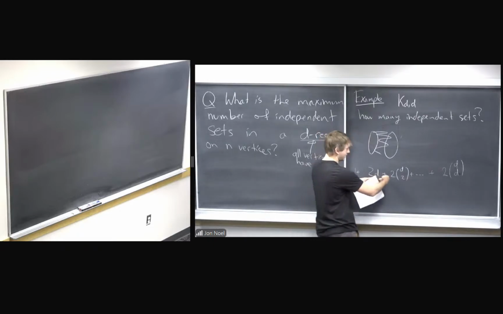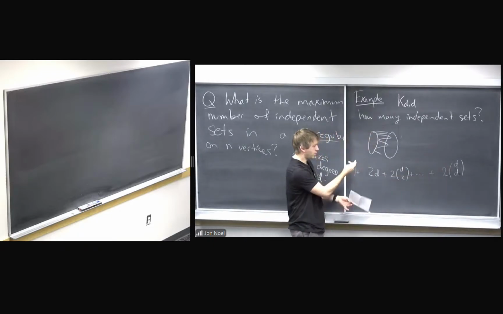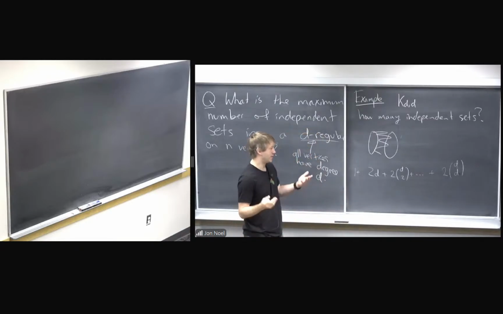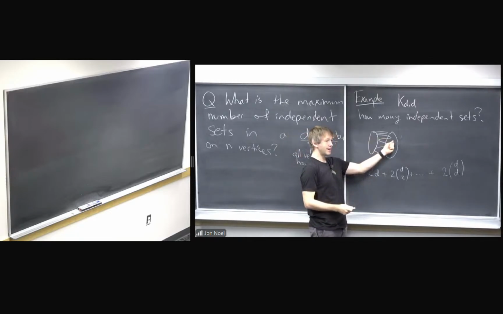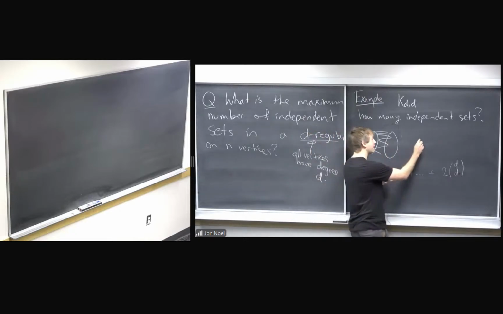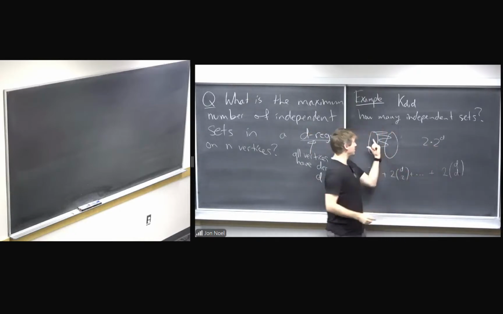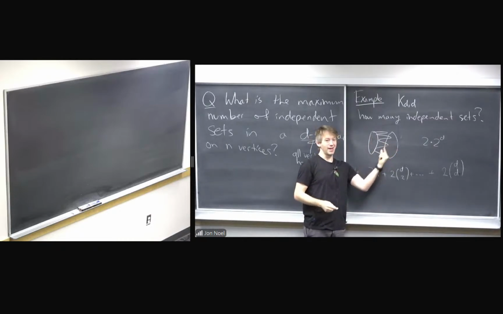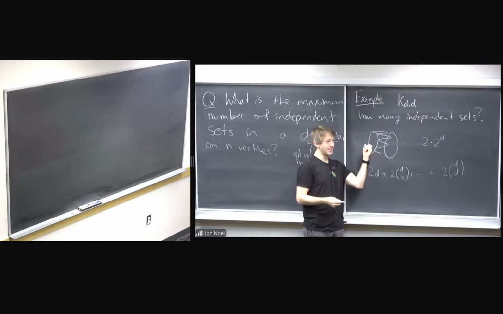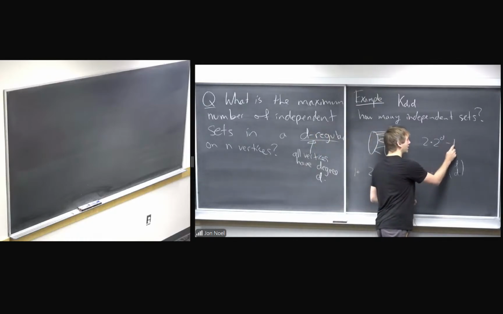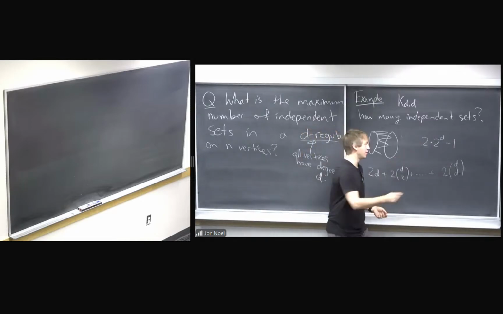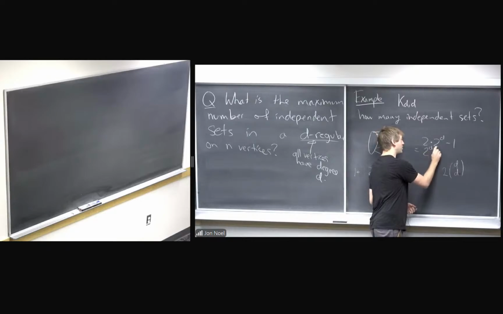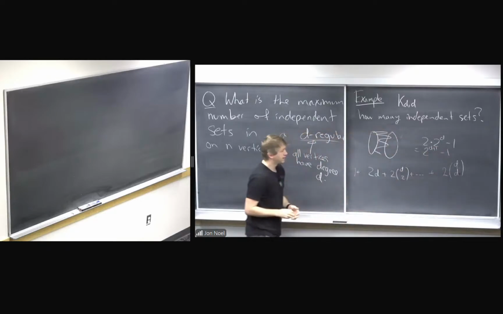Both ways are going to give me the same answer. In fact, I'm sort of doing the same thing. Another way to think of this is I could take a subset of the left side or a subset of the right side. So it's like 2 times 2 to the D, because there are 2 to the D subsets of this side, and 2 to the D of that side. But then I counted the empty set twice, because the empty set is a subset of both sides. So it's this minus 1. If you compute this, you get the same thing: 2 to the D plus 1, minus 1.